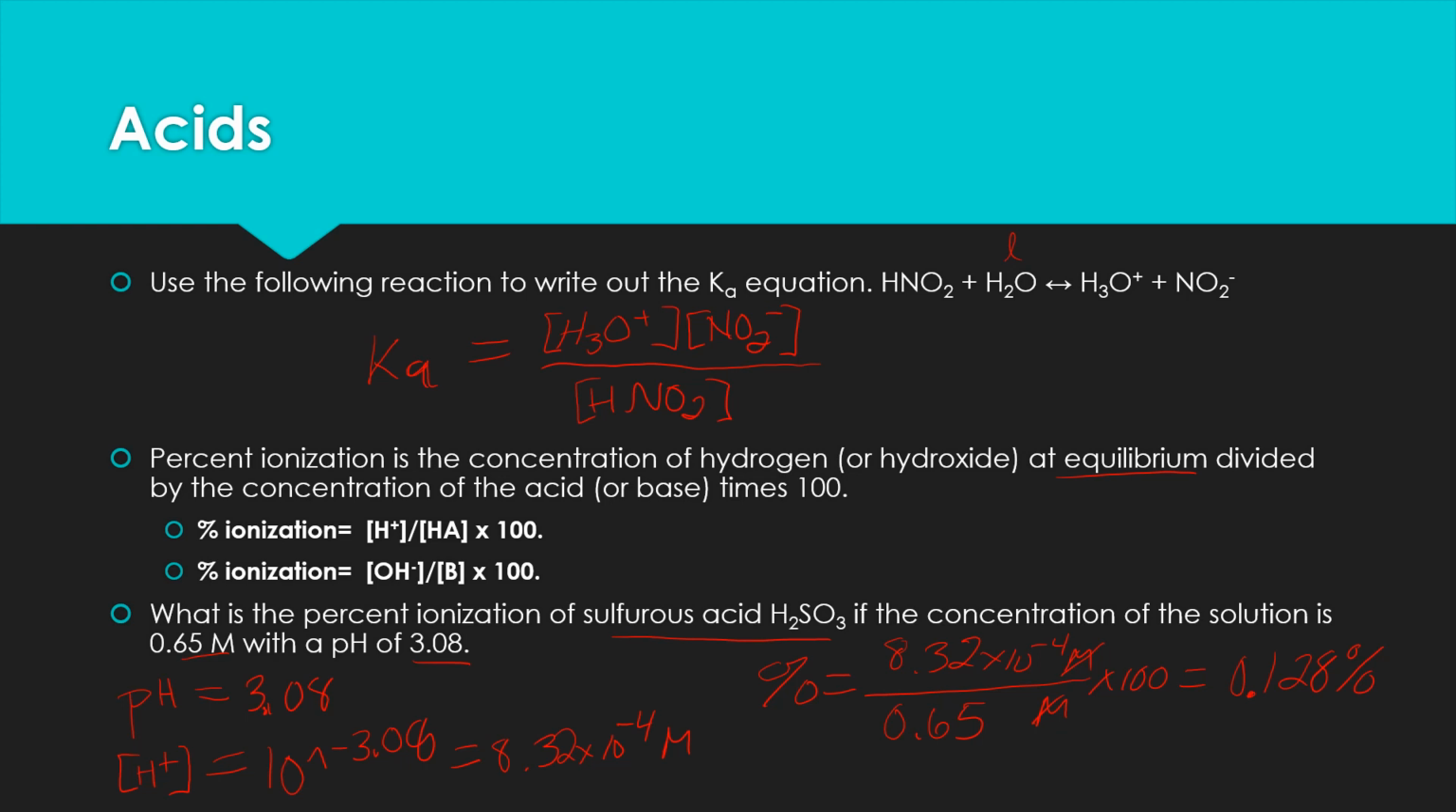So that gives you an idea of what's going on with weak bases and weak acids: they may be soluble, they may be able to dissolve, but they don't actually break into their ions very readily.